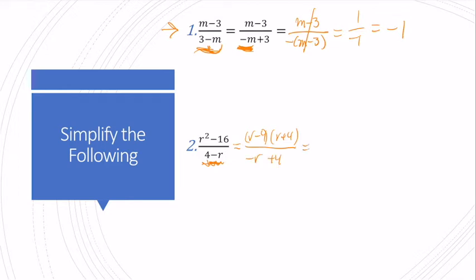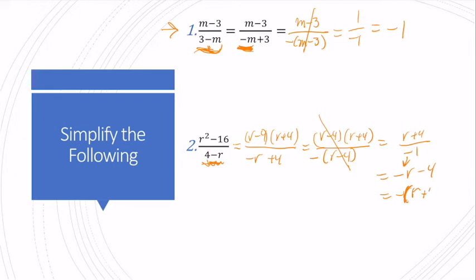I can pull out a negative. So I've got r minus 4 times r plus 4. My r minus 4's cancel, so I have r plus 4 divided by negative 1. And we might be tempted to write that as negative r minus 4, but remember we don't like negative leading coefficients, so we're going to pull that negative back out and have negative r plus 4 as our final answer.